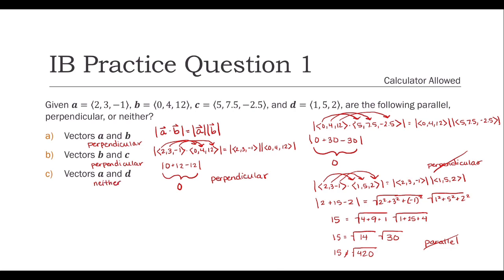But if we look back at A and B, we can see that A and B are perpendicular and B and C are perpendicular. So we could do the math and find out that A and C are parallel. So those are the solutions to this question.